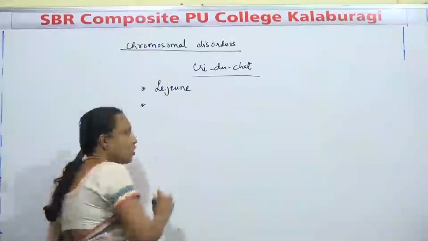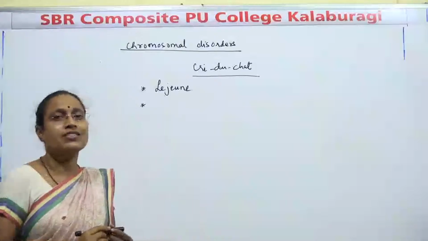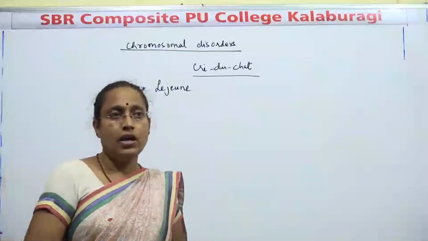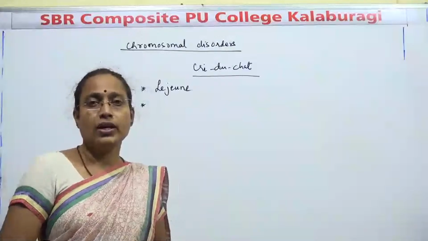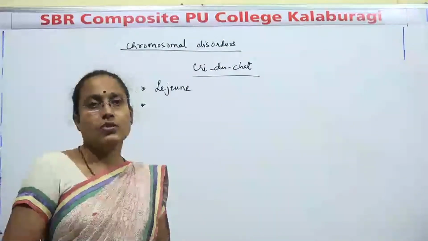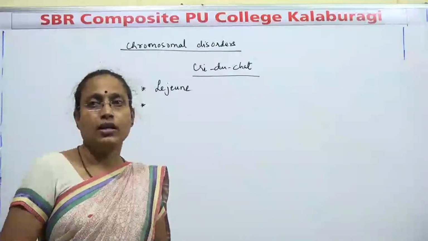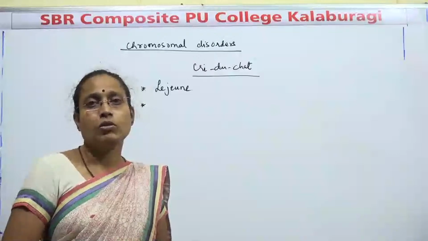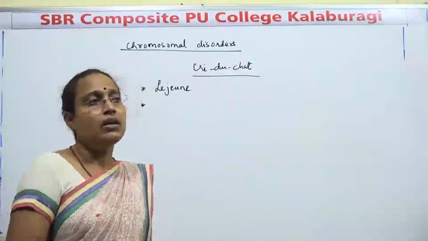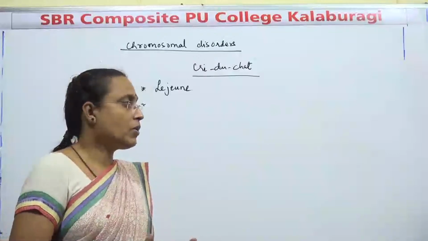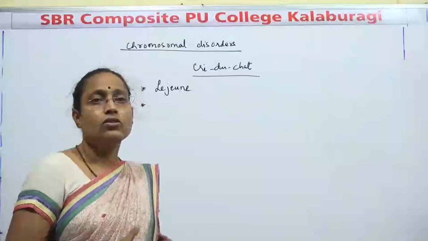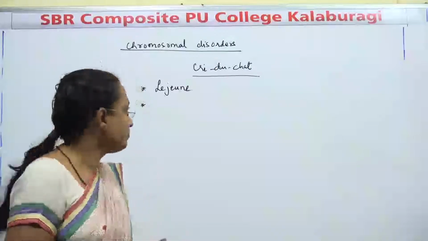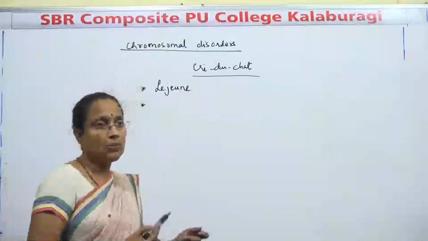Here the chromosome number is not changing because it is a structural defect rather than a numerical defect. Whereas Down syndrome was a numerical defect, Turner's was a numerical defect, Patau's is also a numerical defect. But here, in cri du chat, the total number of chromosomes is there, but the defect lies in the structure of the chromosome. Now, the symptoms of cri du chat directly.